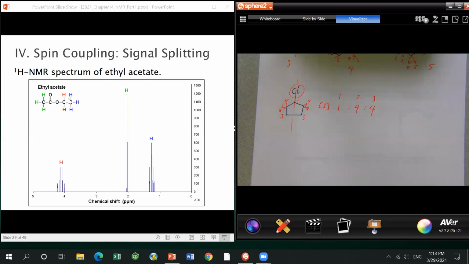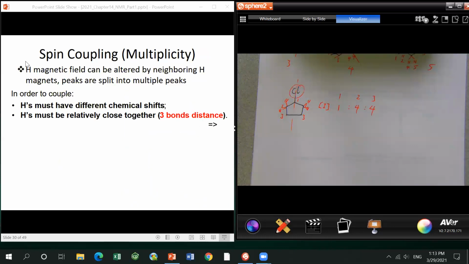And for the CH2, this red one, you see 4 peaks, and the relative ratio is 1 to 3 to 3 to 1. And for this blue CH3, there are 3 peaks, and the relative ratio is 1 to 2 to 1. How does that happen? That's the spin coupling.